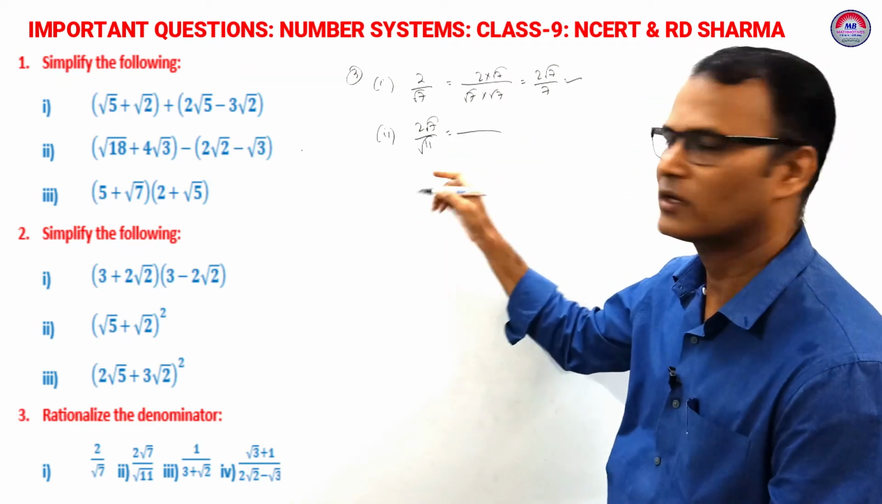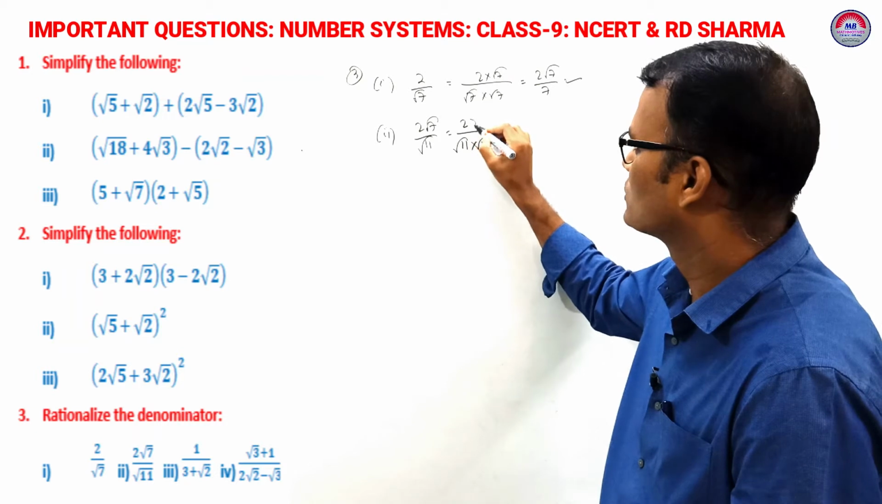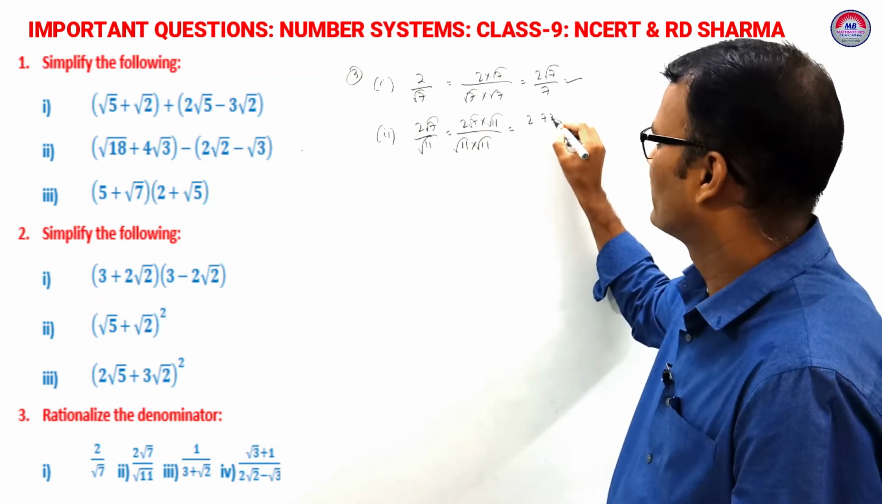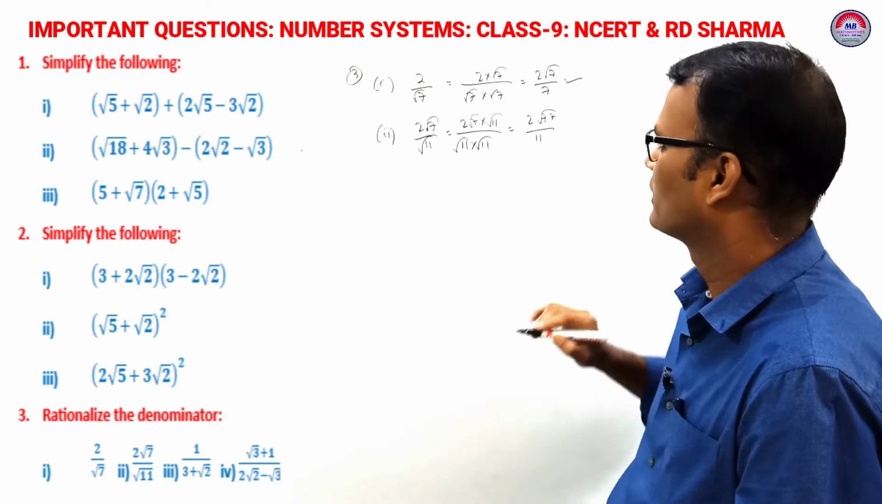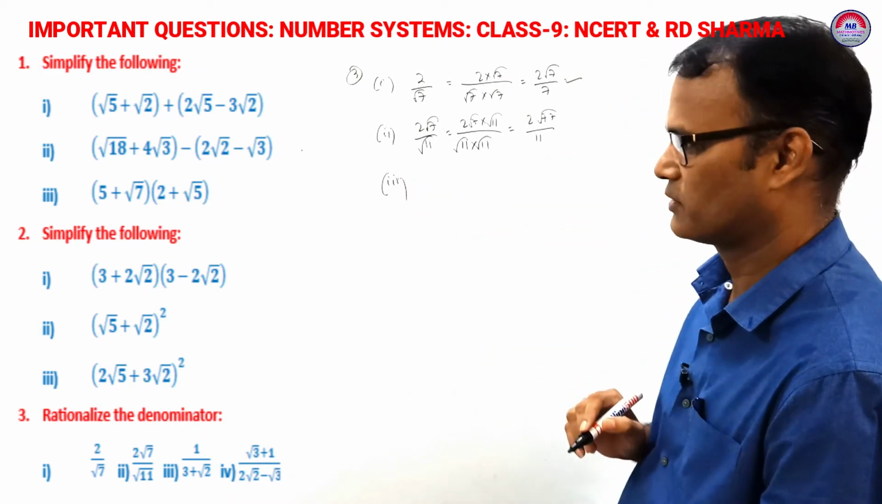Second one, you see, 2 root 7 by root 11. Root 11 is in the denominator, so we have to multiply root 11 with 2 root 7, into root 11. You see here, 2 root 77 divided by 11. Clear?